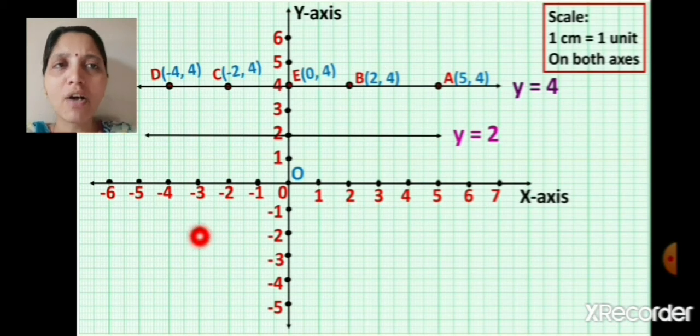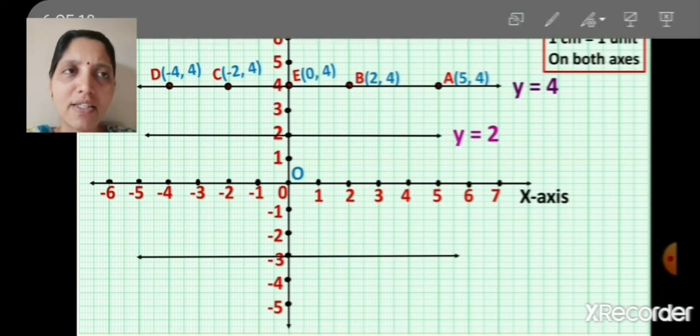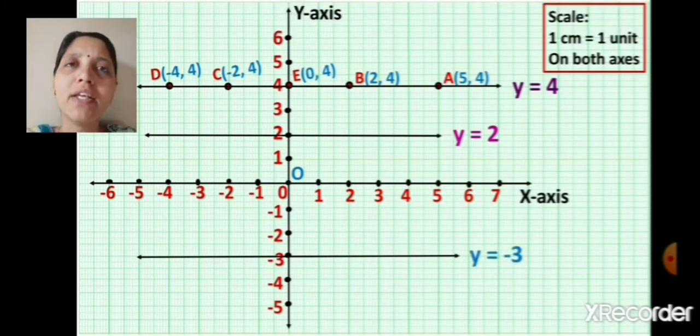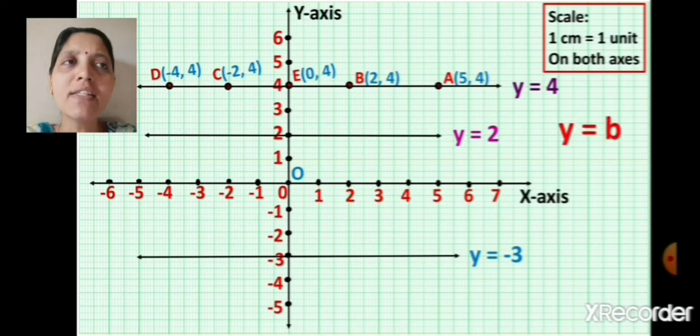Similarly, on the downside of the x-axis also we can draw a parallel line. So here if I draw a line passing through point minus 3, then what will be the equation of this line? Yes, y is equal to minus 3. So these are the equations of the lines which are parallel to the x-axis. And in a general way we can write this equation as y is equal to b, and this b can be greater than 0 or smaller than 0.